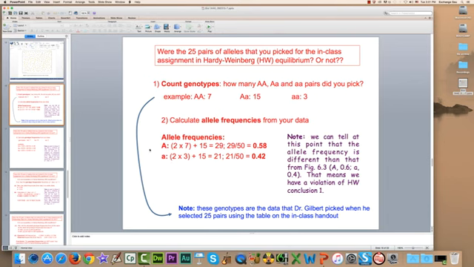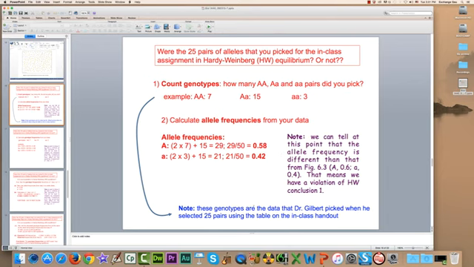So 29 divided by 50 is the fraction of the population that is big A. We can do the same thing for little a, the recessive allele, and by doing that, we determine that the fraction of little a in the population is 0.42. My note here on the side is that we can tell already that our allele frequency is different than that in figure 6.3, because as I just mentioned, in figure 6.3 the allele frequency of big A was 0.6 and little a was 0.4, and now we've varied from that a little bit, to 0.58 and 0.42 respectively.